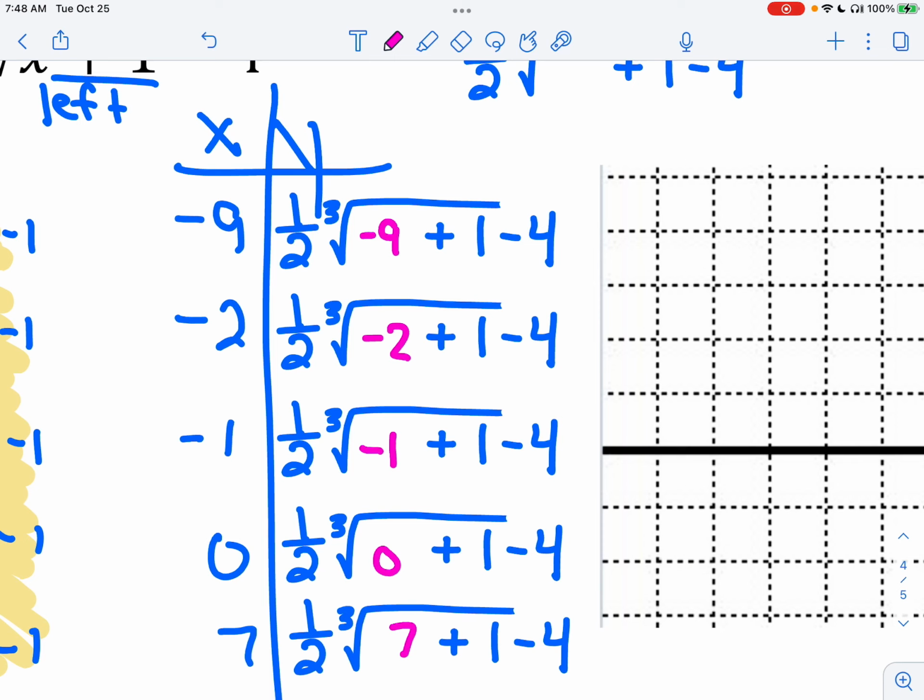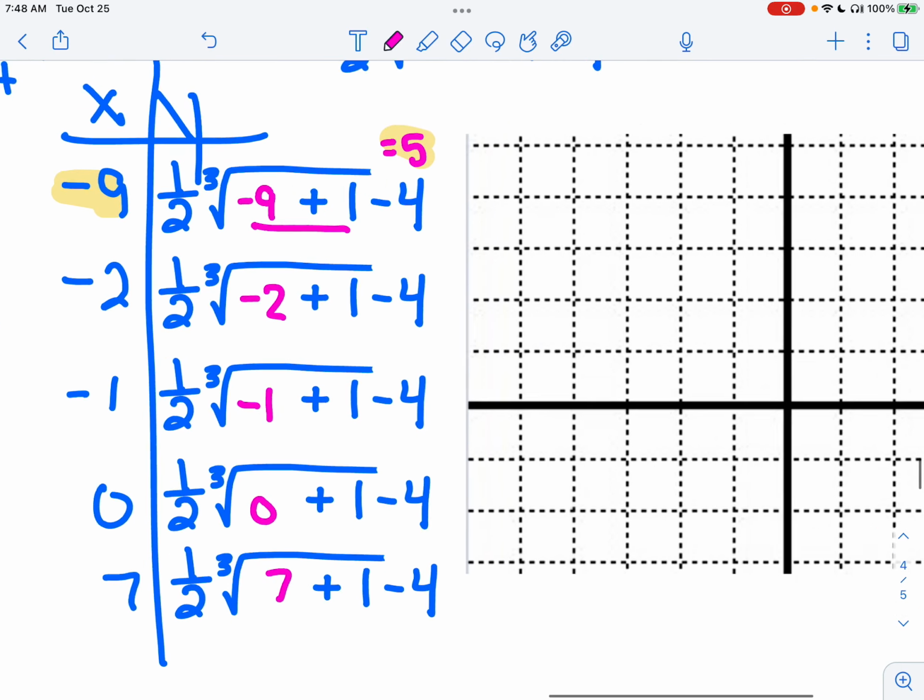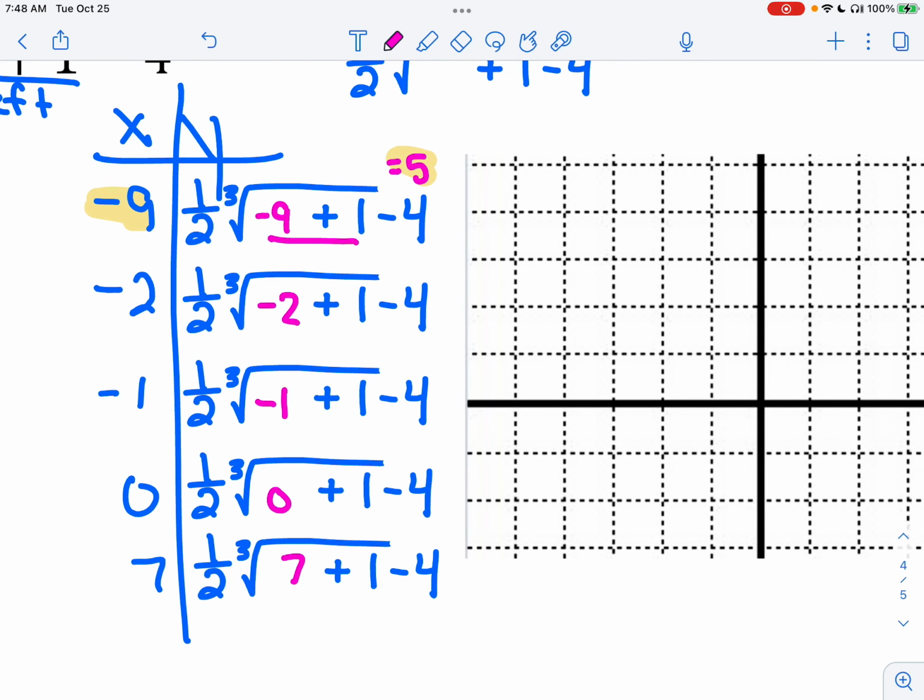All right, -9 plus 1 is -8. The cube root is -2. Times 1/2 is -1. -4 is -5. So my first point is -9 and -5. So I'm going to go left 9 and down 5.